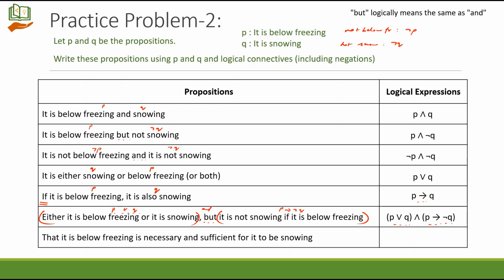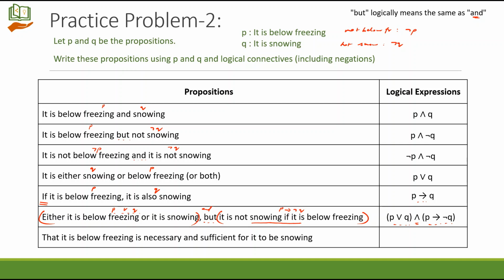So how will you rearrange this particular sentence? If it is below freezing, it is not snowing. So here snowing is Q, so not snowing is negation of Q. And you are combining both these sides using but. But we know it is logically equivalent to and, so we are using the conjunction operator. This is how you will be working with compound propositions.